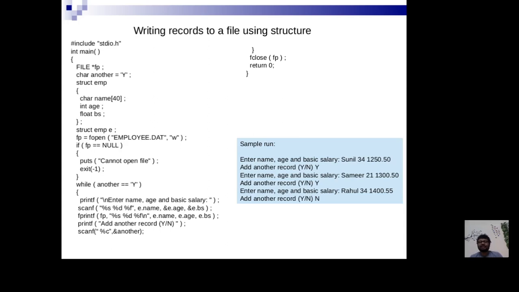Here is a program that writes records to a file using a structure. Let's go through it. FP is a file pointer and another is a character. We'll see its use later.